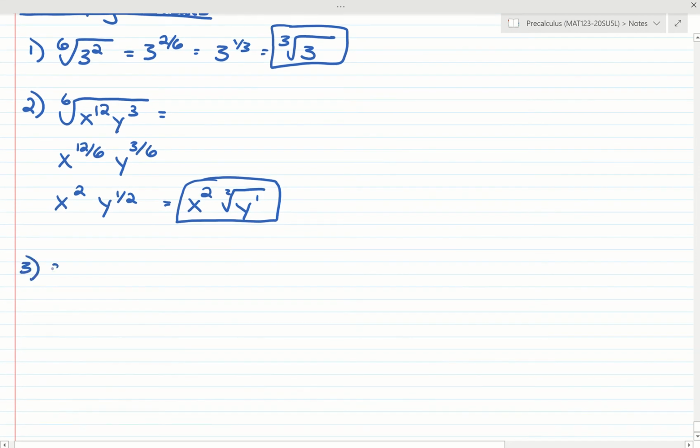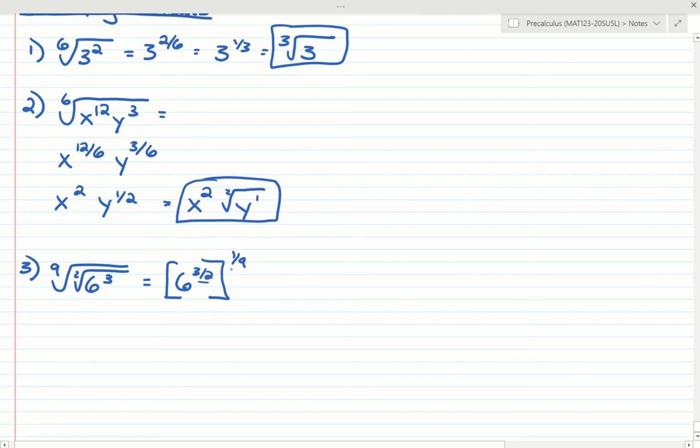And then the last one, what about the 9th root of the square root of 6 to the third? So I always kind of like these problems. Now this part right here, the square root of 6 to the third is really just 6 to the 3 over 2 power. Then we're taking the 9th root of that. The 9th root is really just 1 over 9.